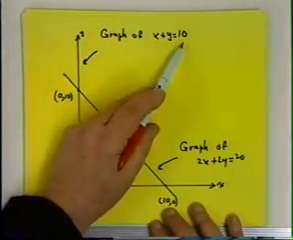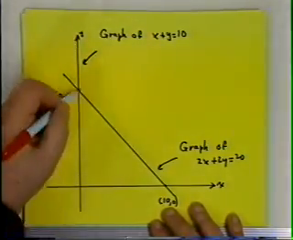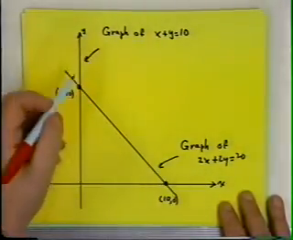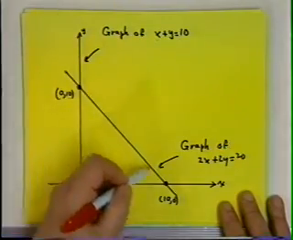When x is 0, y is 10. And when y is 0, x is 10. So the graph of x plus y is 10 looks like this straight line.